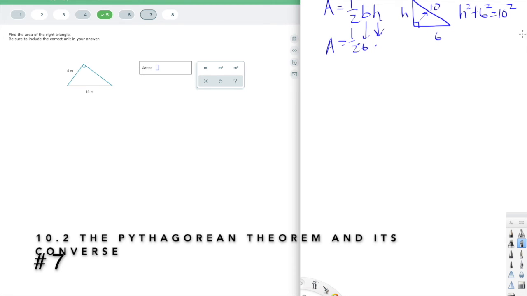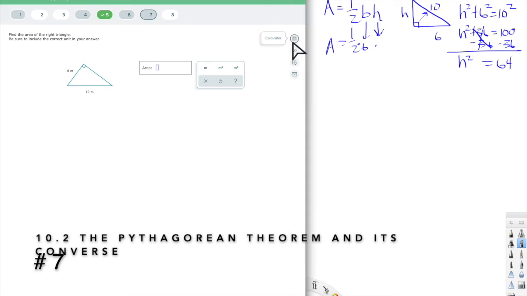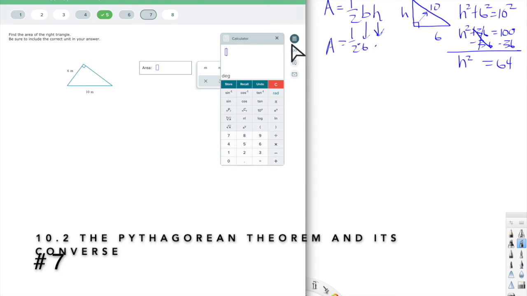So h squared equals 36 plus 100. I just squared 6 and 10. I'm going to subtract 36 from both sides. I get h squared equals, 36 minus 36 cancels, and we end up with, I think it's 64, I believe. I want to make sure I didn't do that wrong. Haven't had quite all of my coffee this morning. There we go, 64. So we're good to go there.